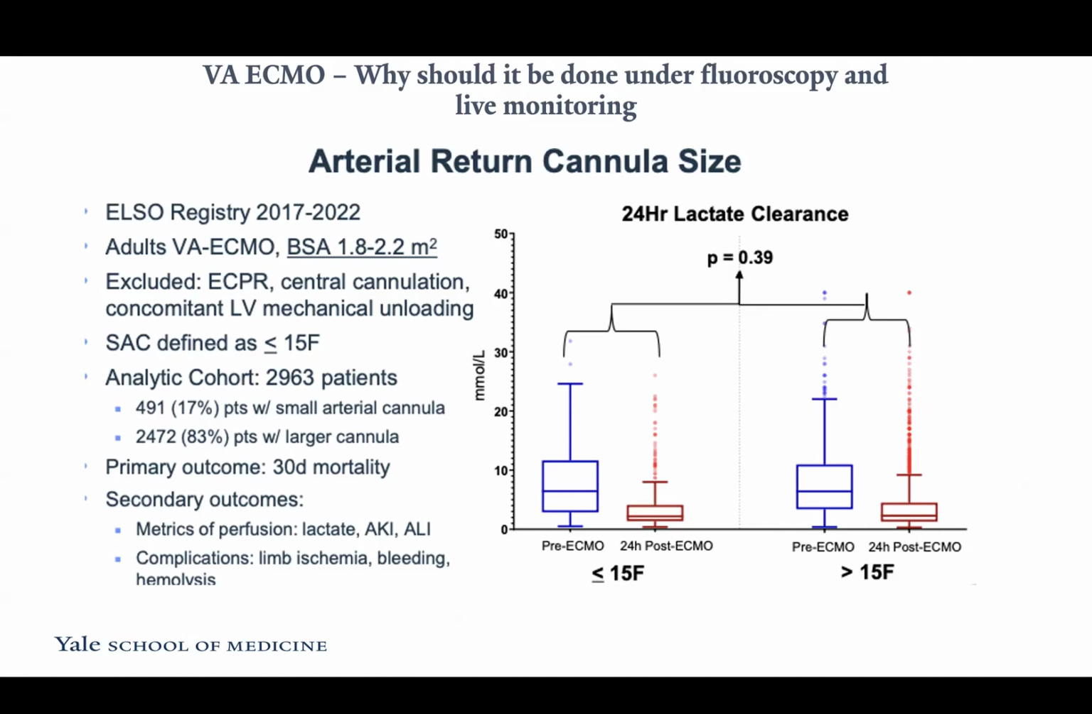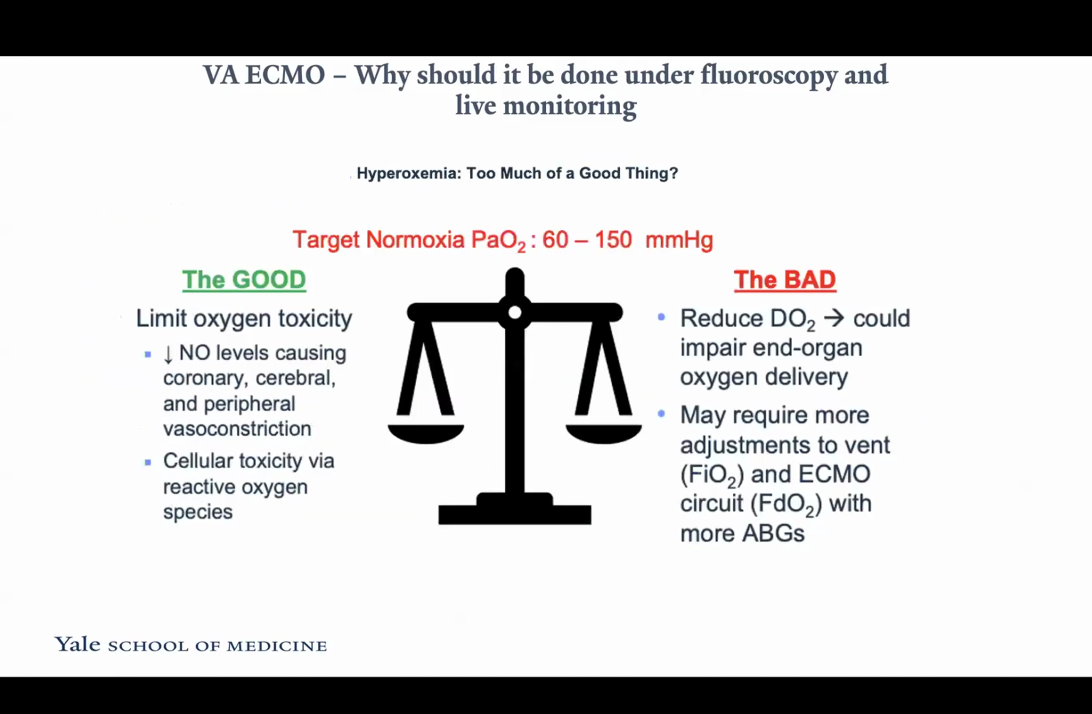You're doing things emergently, and it's usually a bleeding complication that happens the next day, or limb ischemia, and that's an independent predictor of mortality. Both those things in someone on ECMO.